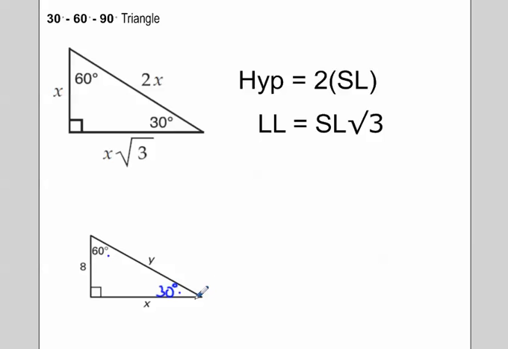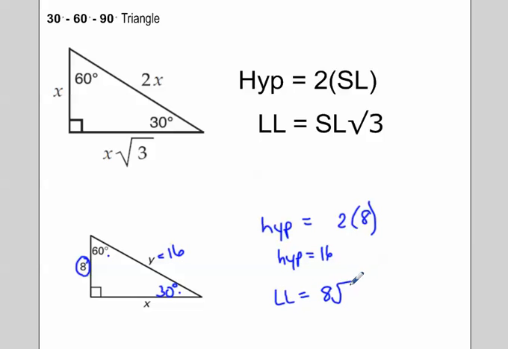So now I know I'm looking at a 30, 60, 90 triangle, and I am being given the short leg, the x. So the hypotenuse is going to be equal to 2 times the short leg. So the hypotenuse is going to be equal to 16 in this picture. The hypotenuse is across from the 90-degree angle, so that is going to be 16. The long leg is equal to the short leg, which is 8, times the square root of 3.